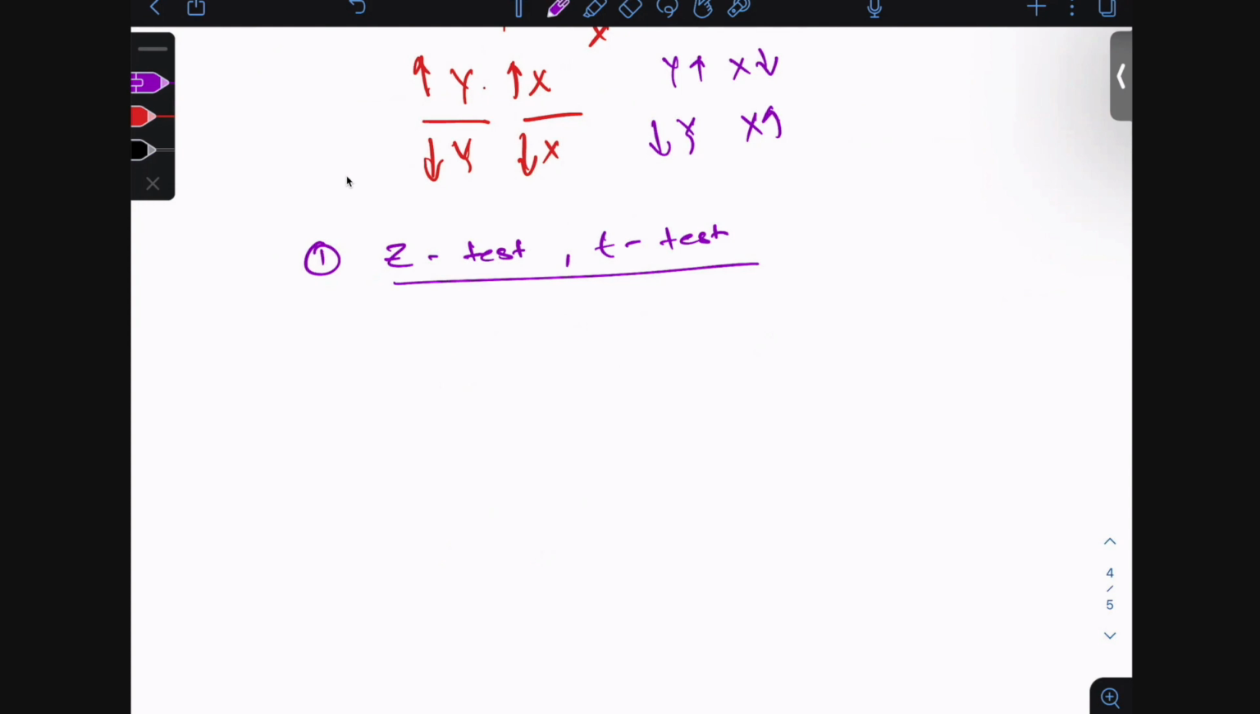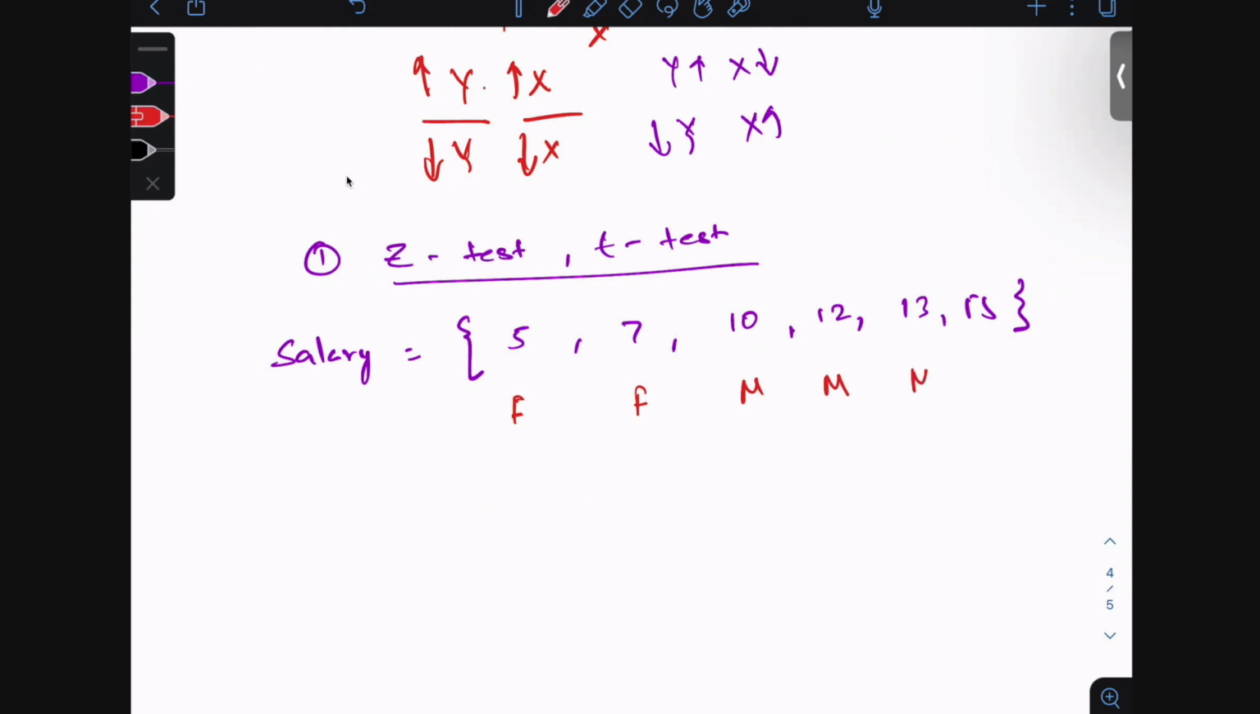Let's take for example, we have a data, okay? So the data is salary, and I'm just putting some numbers: 5, 7, 10, 12, 13, 15. And we also have another piece of information: let's say this belongs to a female employee, this also belongs to female, this belongs to male, this belongs to male, and this belongs to a female employee, right? So female employees have 5, 7, 15, and the data for male employees is 10, 12, 13.